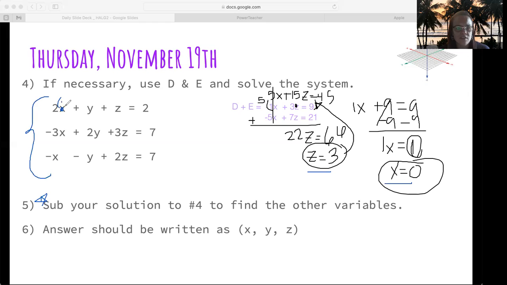So that'll be 2 times 0 plus y plus my z, which is 3. So the 2 times 0 goes away, and I'm left with y plus 3 equals 2. So I'll subtract the 3 to this side, and I'll get y equals -1. So my final answer should be written as x comma y comma z, which would be 0, comma -1 in alphabetical order, comma 3. And remember what this means is that the 0 doesn't go anywhere. The -1 would go down on the paper, and the number 3 would rise above the paper 3 spaces to make that 3rd dimension.